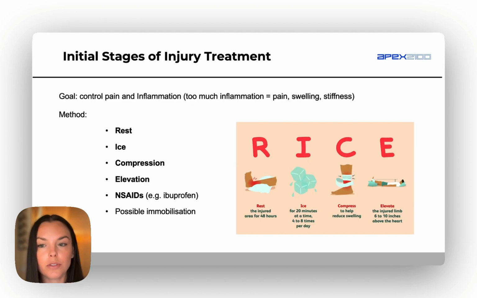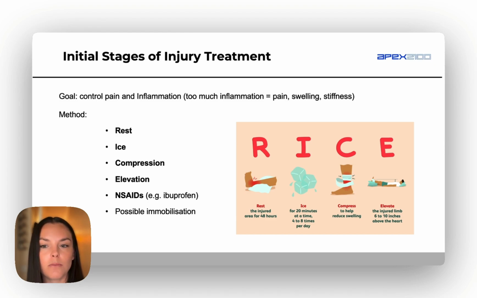Now, when we do sustain an injury, our initial stages of treatment are all about controlling pain and inflammation. When we have too much inflammation, that can delay the healing and increase the discomfort and pain and swelling and stiffness. So we really want to bring down the inflammation straight away. The method for that is the RICE method. You might have heard of it before: rest, ice, compression, and elevation.